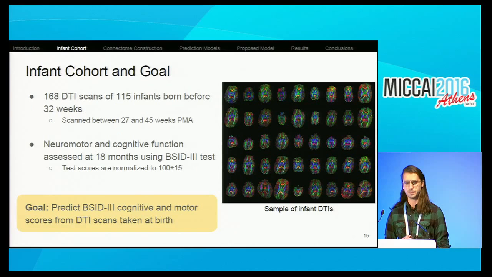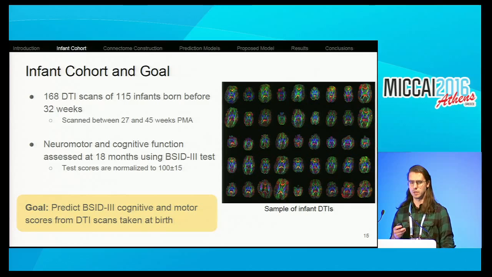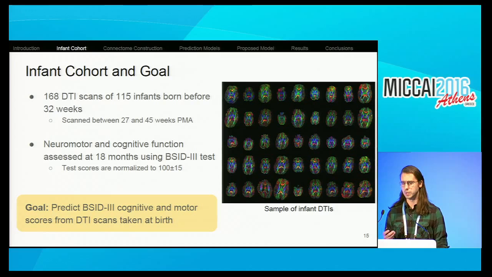So we had a cohort of 168 scans of 115 infants, all born before 32 weeks. They were scanned between 27 and 45 weeks, and we assessed their neuromotor and cognitive function at 18 months. And this was done using the Bayley Scales of Infant and Toddler Development. The scores were mean 100, standard deviation 15. Our goal in this work was to use a scan taken right after birth to try to predict these scores.